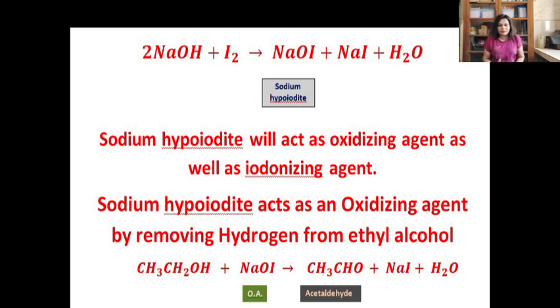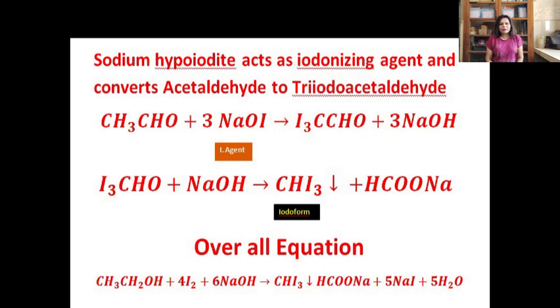Now, what will happen here? First, sodium hydroxide reacts with iodine, that will give rise to sodium hypoiodite, having the formula NaOI, plus NaI, sodium iodide, plus water. Now here sodium hypoiodite, that is NaOI, not only acts as an iodinating agent, it will also act as an oxidizing agent. Now, how will sodium hypoiodite act as an oxidizing agent?